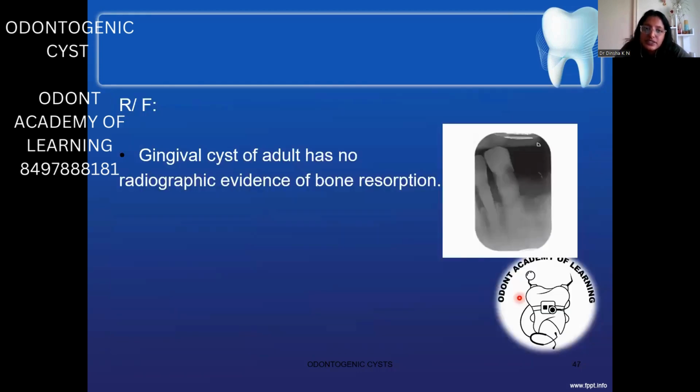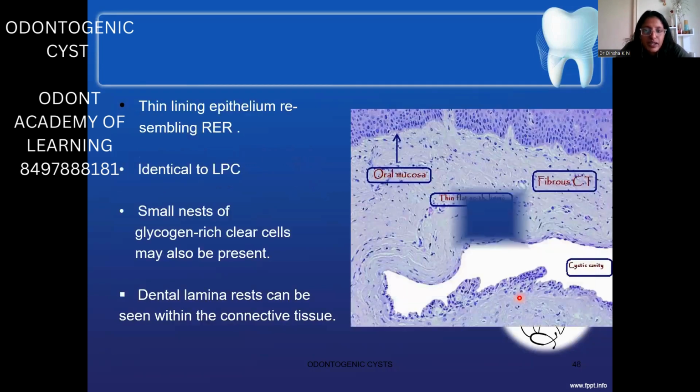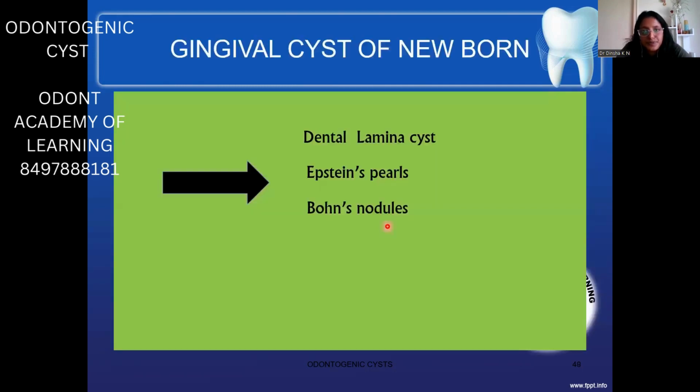Radiographically, the gingival cyst does not show much radiographic evidence of bone resorption. And histologically, we can see a thin lining of epithelium resembling the reduced enamel epithelium, identical to the lateral periodontal cyst-like appearance. Under the cyst lining, you can see some small nests of glycogen-rich clear cells, and dental lamina rest cells can also be seen within the connective tissue.